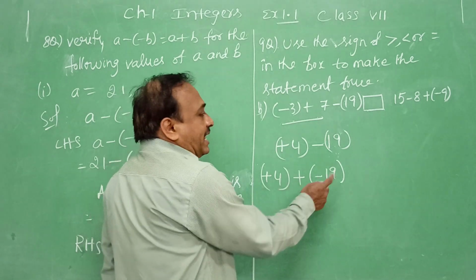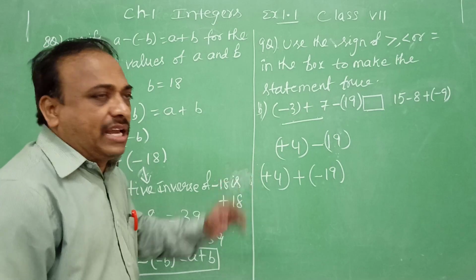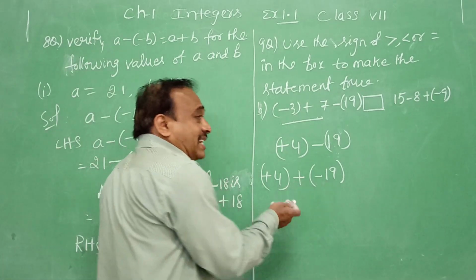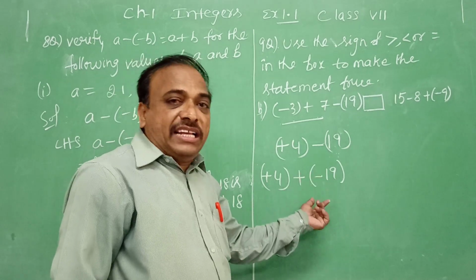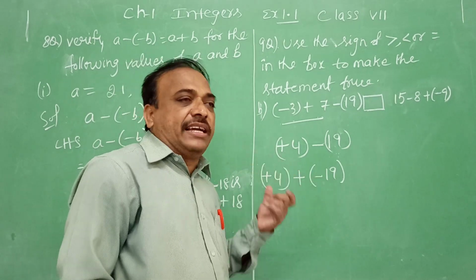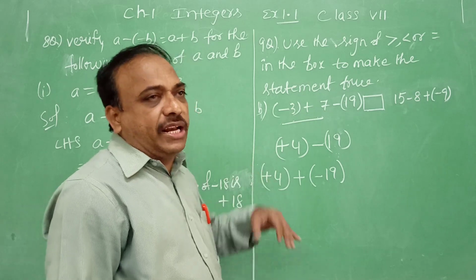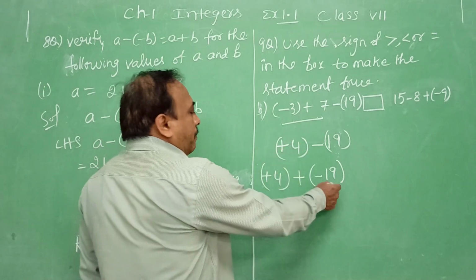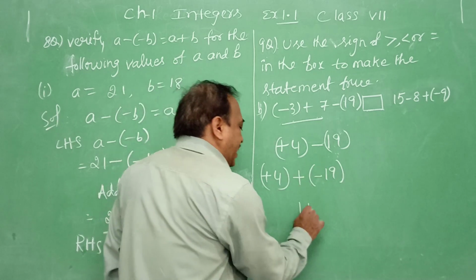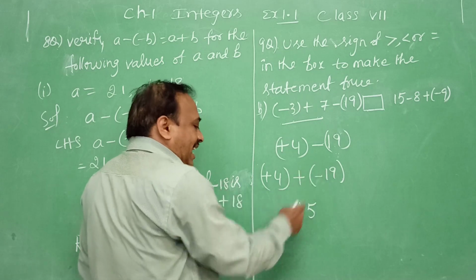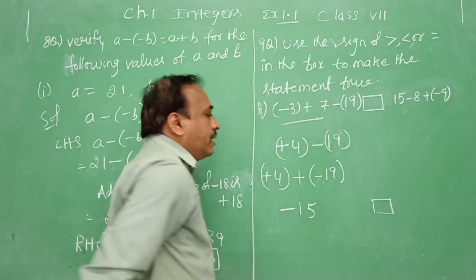So plus and minus. When we add two different signs, ignore the sign, subtract and keep the bigger number's sign. In addition of integers with two different signs, ignore the sign, subtract the smaller from the bigger, then put the bigger number's sign. Minus 19 plus 4: ignore the sign, 19 minus 4 is 15, and the bigger number 19 has minus, so put the minus sign. The box will be kept here.